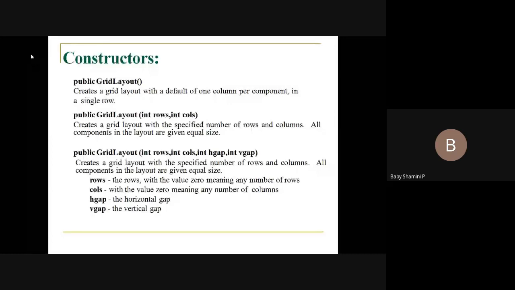Okay, so between each and every region we can set the spaces also. For that we have to use a constructor, public GridLayout(int rows, int columns, int horizontalGap, int verticalGap). These are the three constructors used in GridLayout.